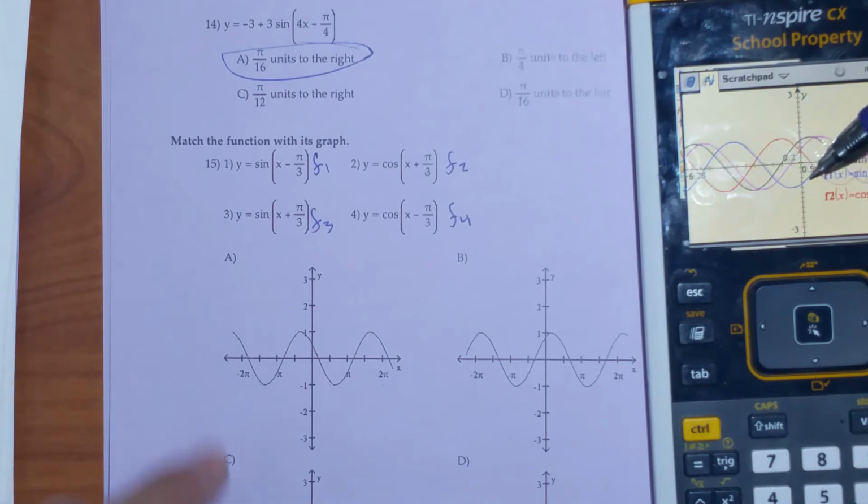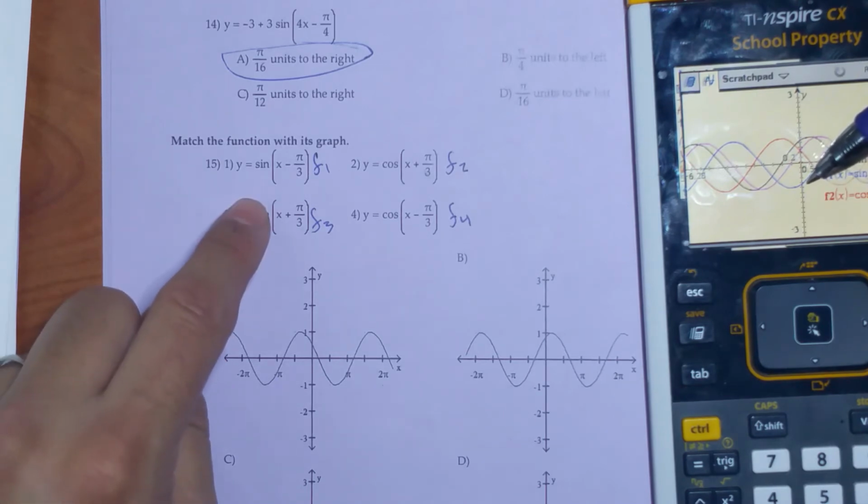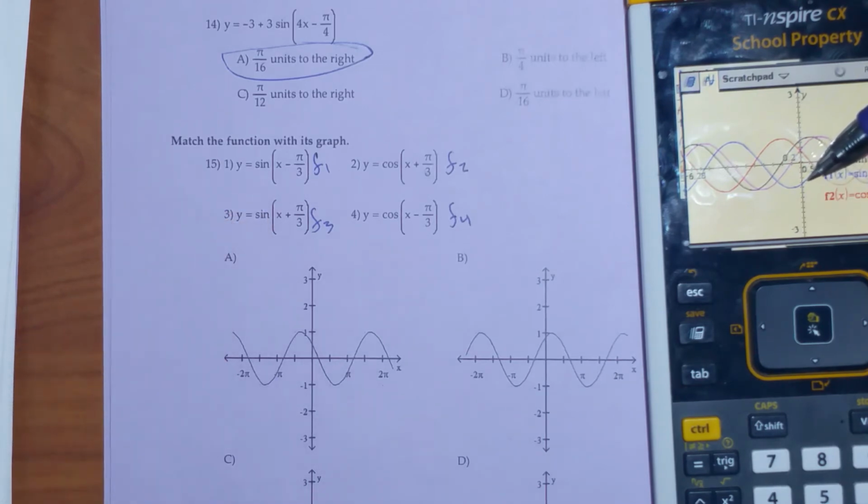So I know that my F1 has to be which one here? Let's take a look. Is it A? No. Is it B? No. What is it? C. Okay, there we go. So 1 is going to be C.